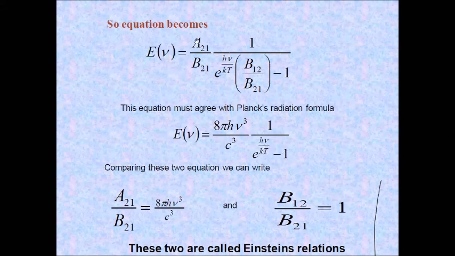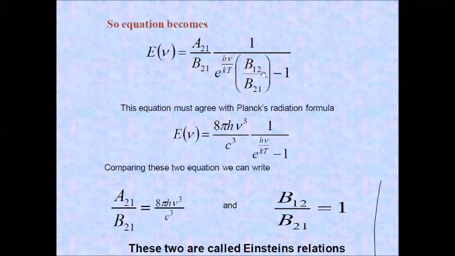So if we compare these two equations, then we will find that A21 by B21 equals this term 8 pi h nu cubed by c cubed, and B12 by B21 equals what? Here it will be equal to 1. So these two equations, A21 by B21 equal to 8 pi h nu cubed by c cubed and B12 by B21 equal to 1, are called Einstein's relations.